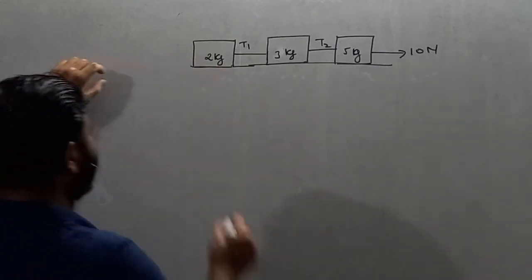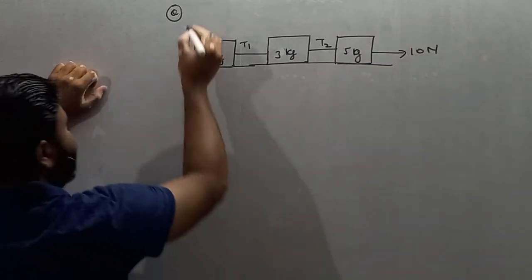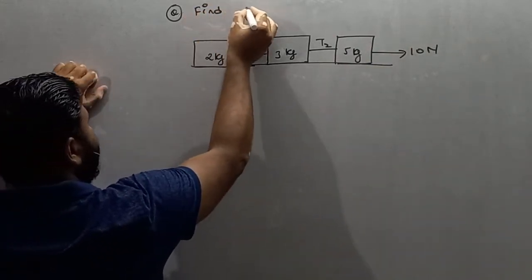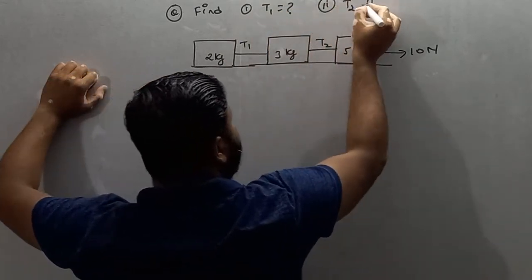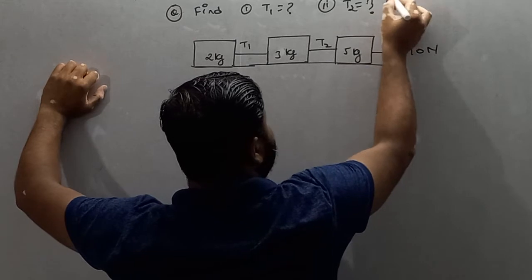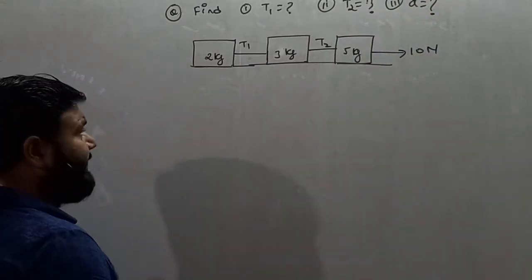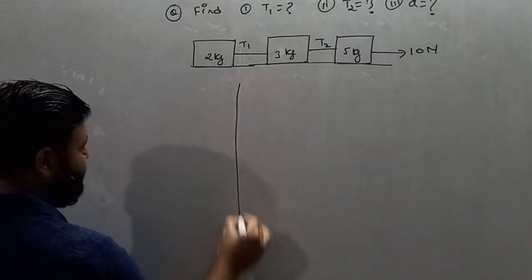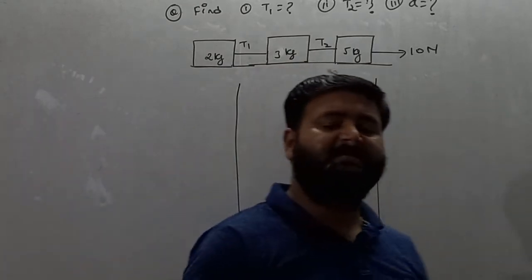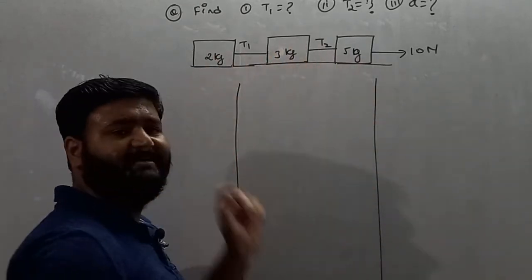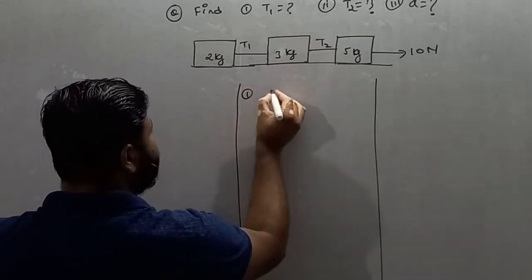So see dear student, this is a question in which they are saying the applied force is 10 Newton. In that situation, find first part T1, second part T2, and third part, let's suppose they also ask for finding acceleration. As we already know, the string which is used here is basically massless. Remember this thing, the string is always massless. So for finding acceleration, first I'll find the acceleration.